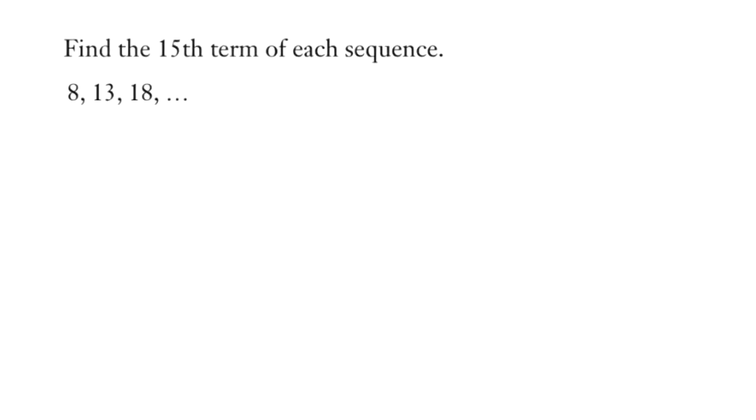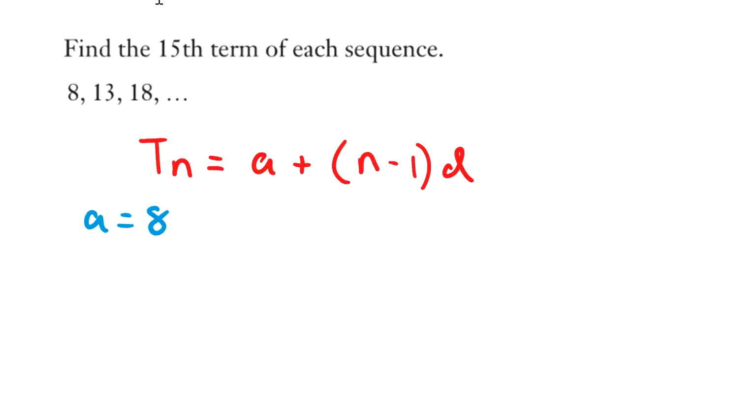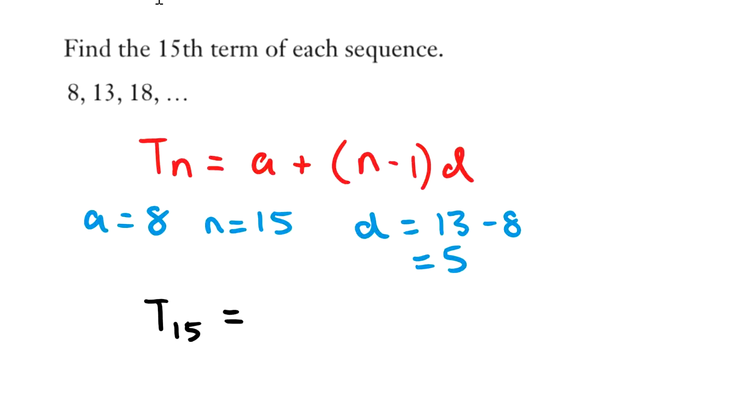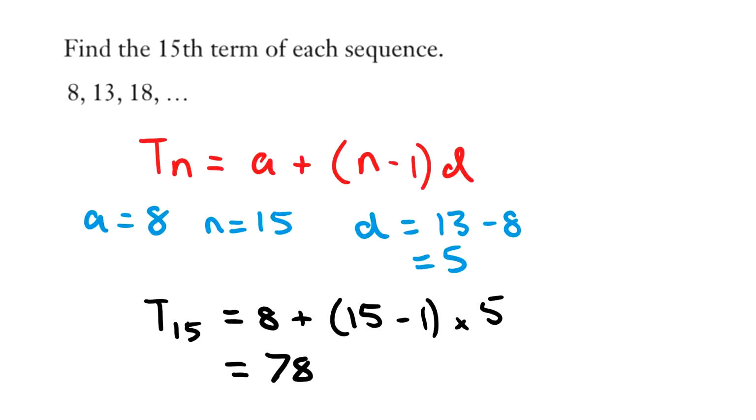Here we need to find the 15th term of each sequence. So we can use our formula. In this case, sometimes it's good to write out what we know. I'm going to write it in blue, so it's a bit different. We know a is 8. We know n is 15. We need to find our d value, so d is 13 take away 8, which is 5. We now can substitute these in. So if I wanted to find T15, it's going to be 8 plus 15 take away 1 times 5, which comes out as 78.